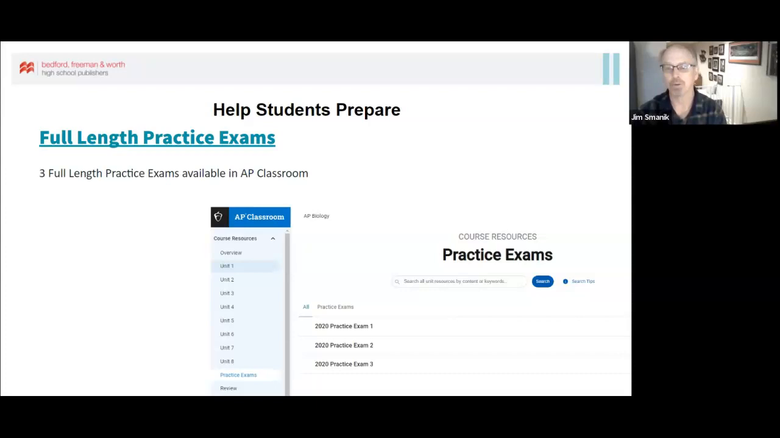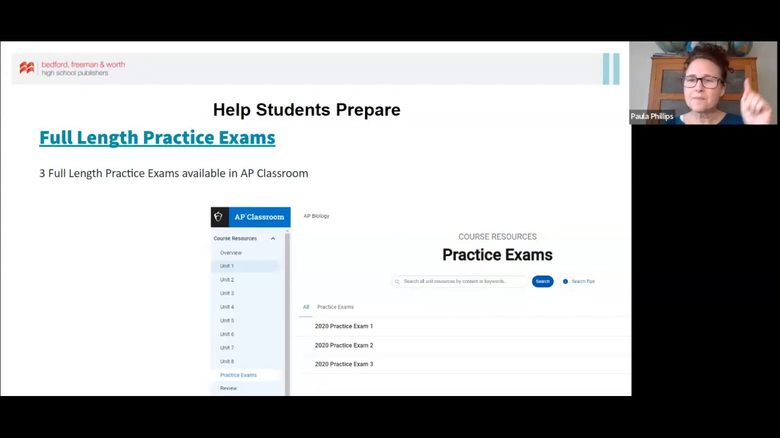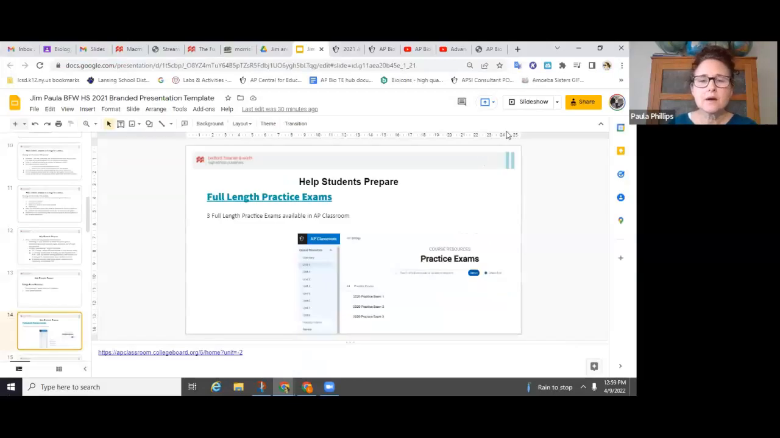If you print those out, the format is much more convenient than through AP Classroom. Right, thank you. I'm gonna escape from full screen here and show you where to find the full-length practice exams. There's a couple of places that you can find them if your students have access, and they should, to AP Classroom. This is where you can find them.